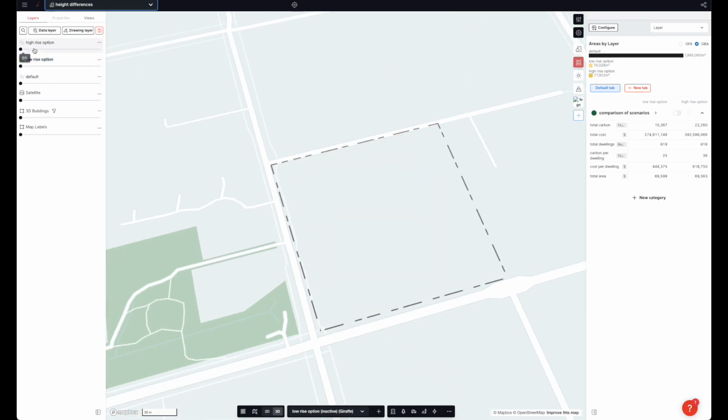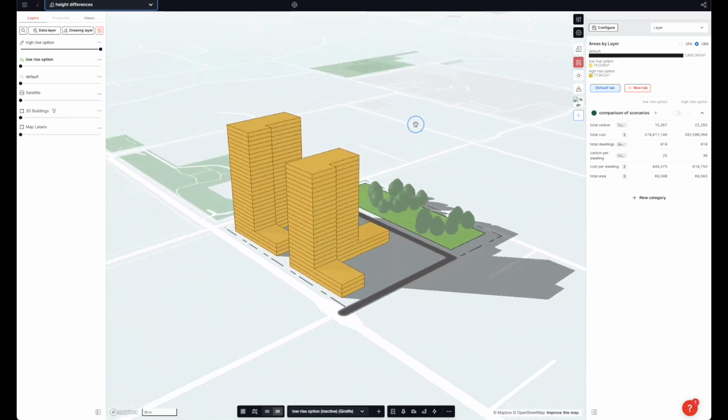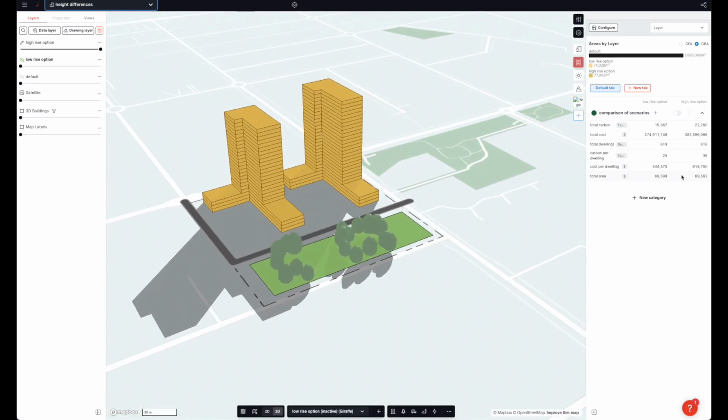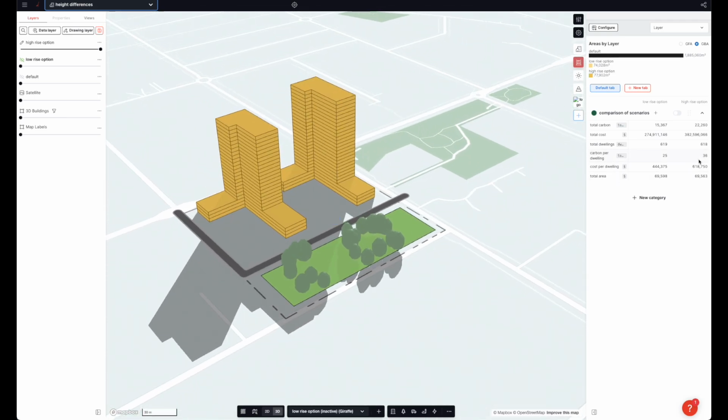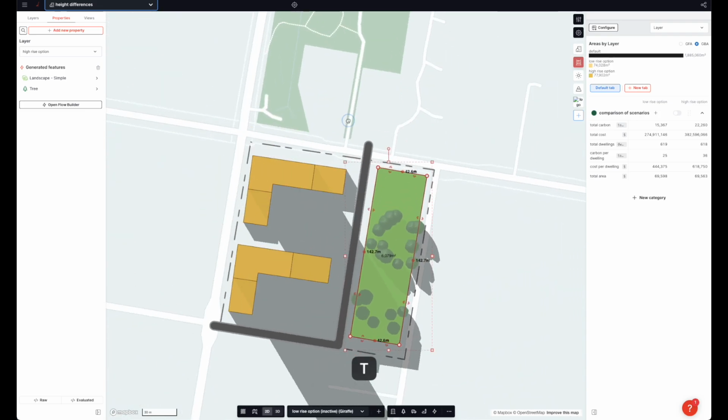Built form like this is 36 tons per dwelling and $618,000 per dwelling, but you get a lot more. You get a lot more park.